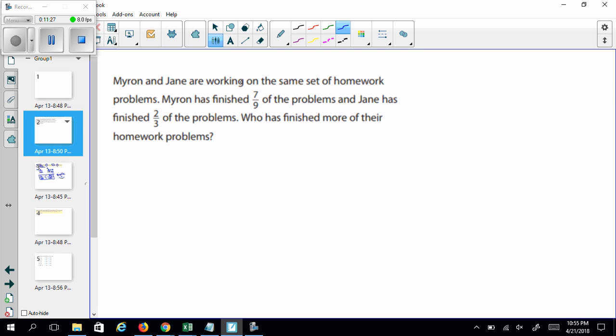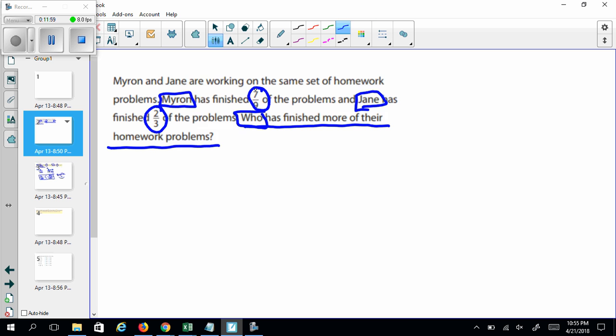It says Myron and Jane are working on the same set of homework problems. Myron has finished 7/9 of the problems, and Jane has finished 2/3 of the problems. Who has finished more of their homework problems? So again, your answer is not just comparing them and saying, ooh, this one's bigger than this one. It says the keyword of who. So I'm looking at a name. I'm looking at either Myron or I am looking at Jane. Okay? So I see 7/9 and 2/3. Now what's important is that we know that they're working on the same set of homework problems. Because what if Myron had fewer problems than Jane?